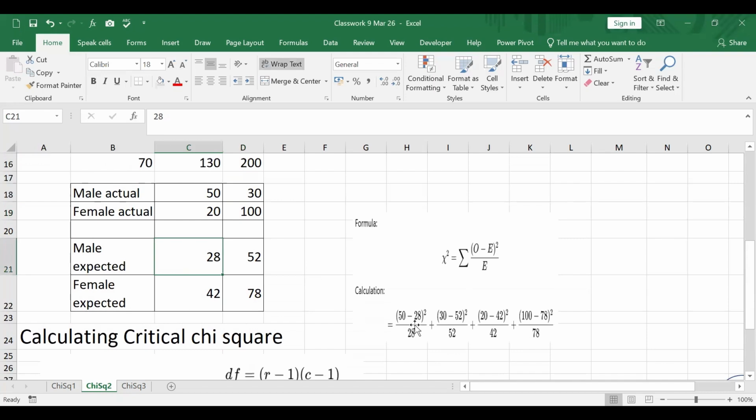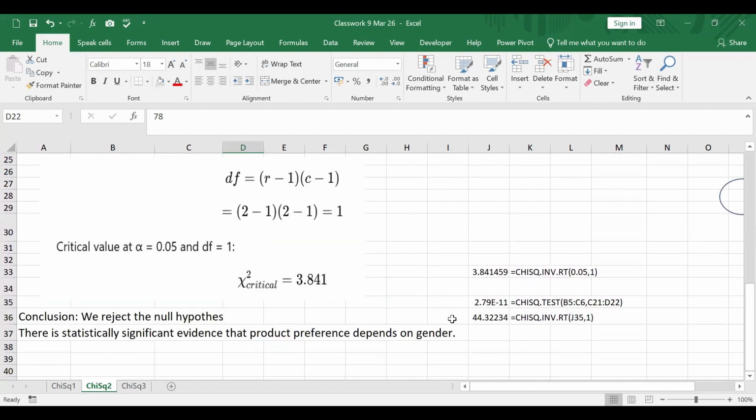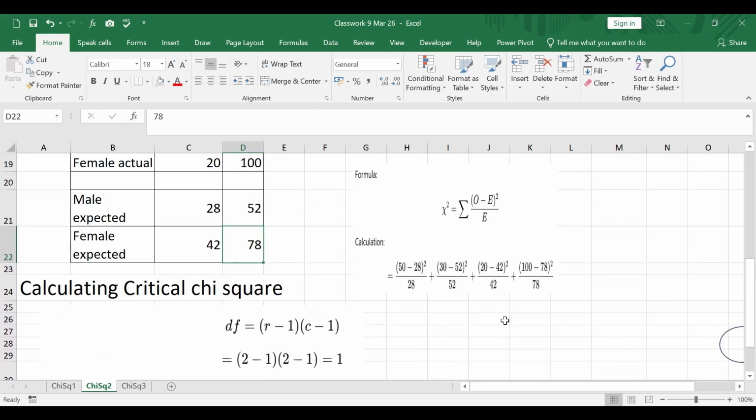So 50 minus 28 squared, divided by expected 28. 30 minus 52 squared, divided by expected 52. 20 minus 42 squared, divided by 42. 100 minus 78, squared, divided by 78. When you do these calculations, you'll find that it comes to 44.32.